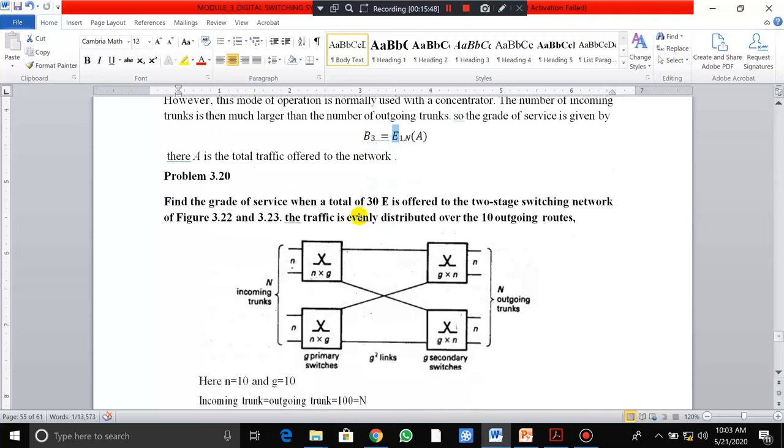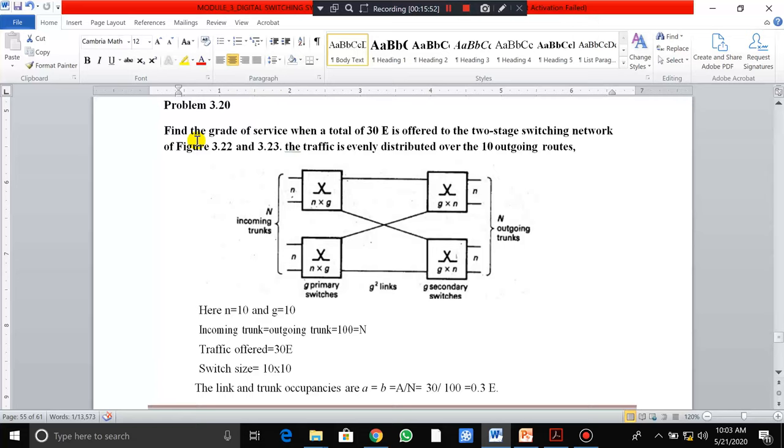Find the grade of service when a total of 30 Erlangs is offered to a two-stage switching network as shown in the diagram. The traffic is evenly distributed over 10 outgoing routes. Therefore, these are the incoming trunks and these are the outgoing trunks, which is given by n cross g. This is n cross g. So for outgoing trunks, this will be g cross n.